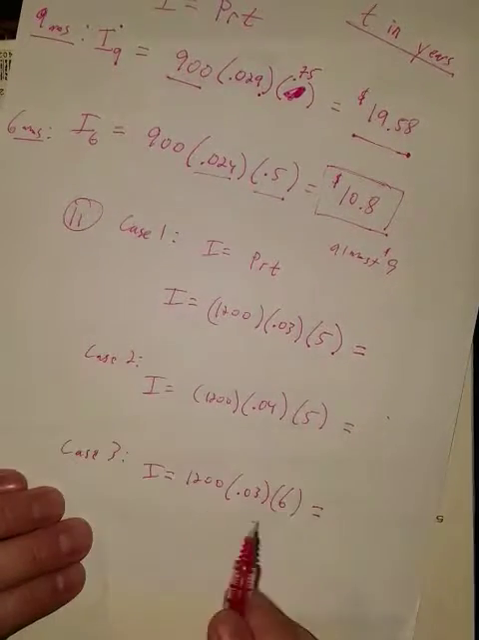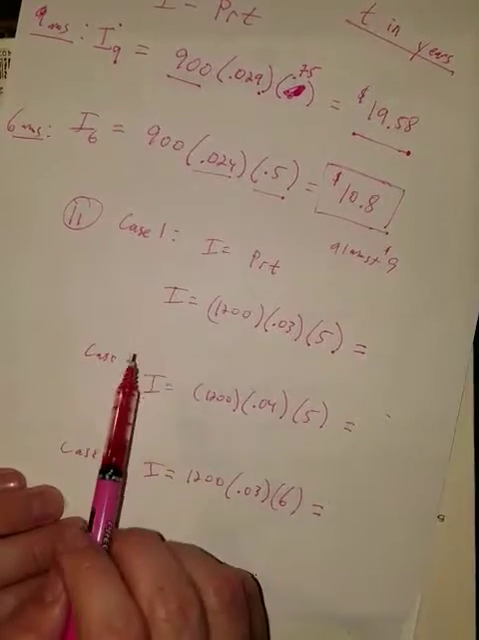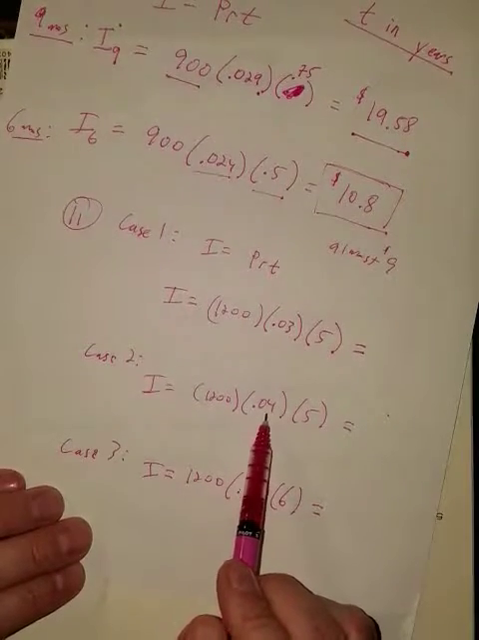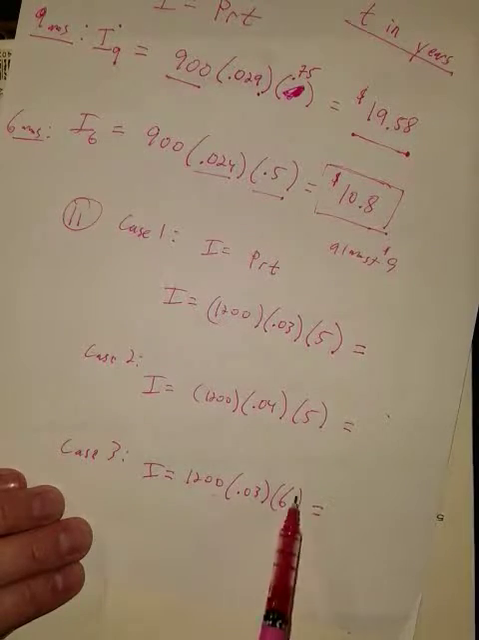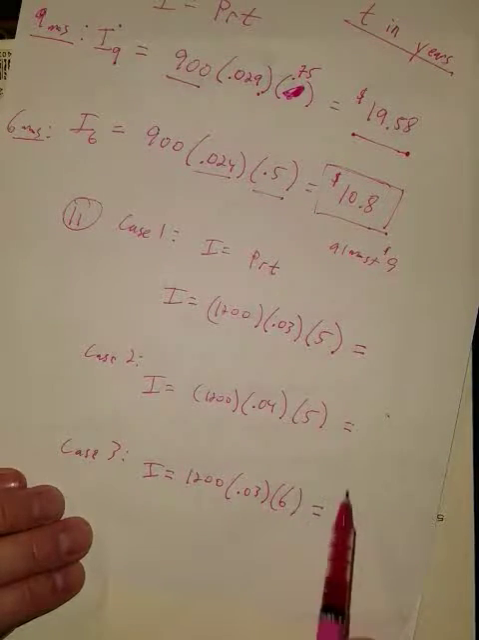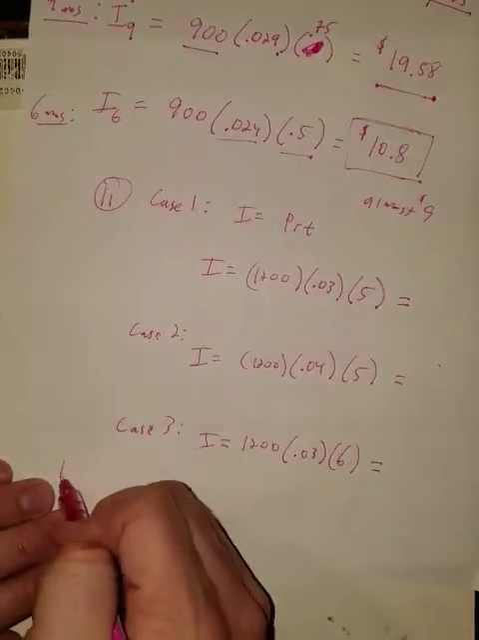So you could pause the video and copy this or something. Case 1 is the original situation. Case 2 is if we increase the percentage by 1%, 0.03 to 0.04. And case 3 is if we increase the year from 5 years to 6 years. So you just have to do the calculator on those. Okay? Number 12.